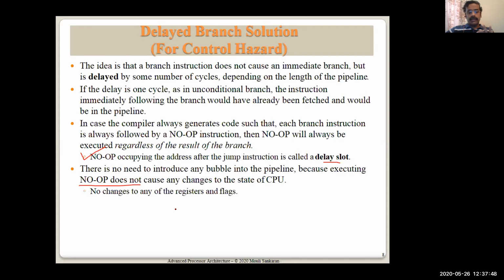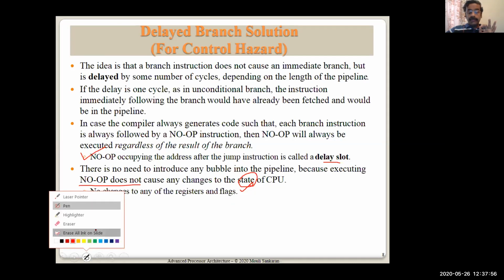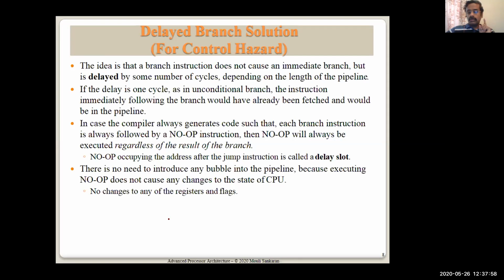change to the CPU state. So no changes to the registers or flags. What I mean by state of the CPU: remember, you should relate it with the context switch that I spoke on in the OS course. When we want to save the context of the CPU, we say that it's the register values and the flags value in the CPU which is being saved. That is the context of a CPU.